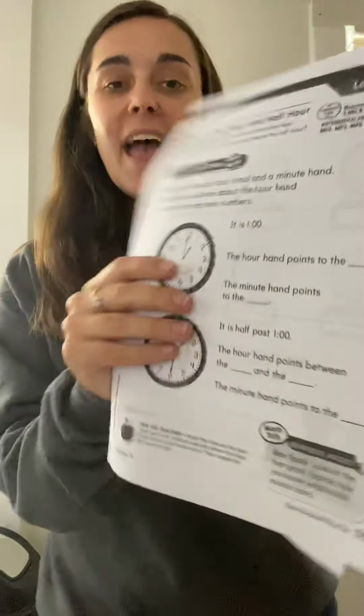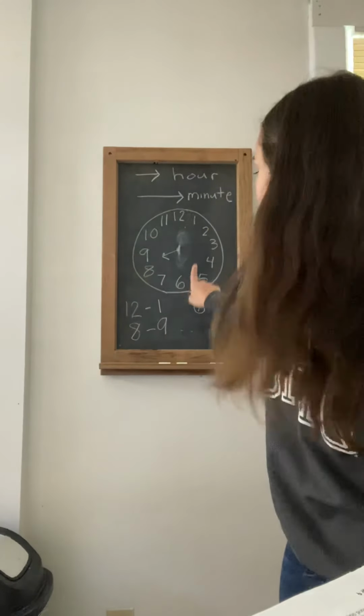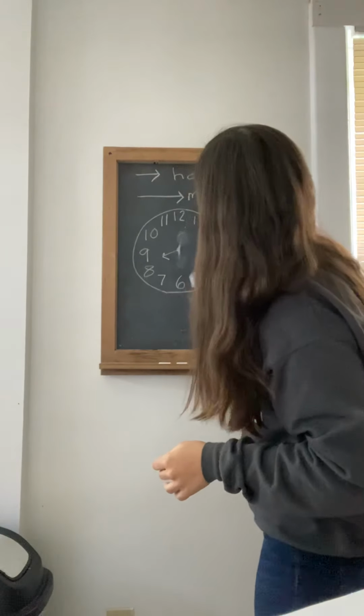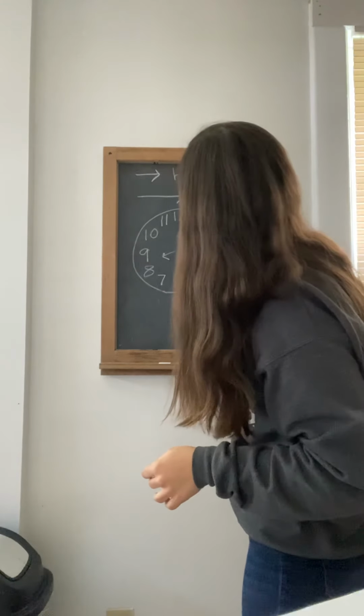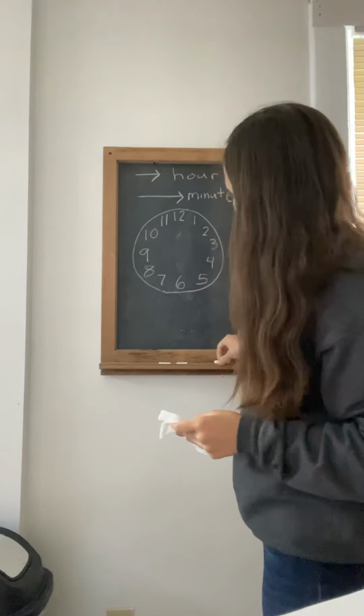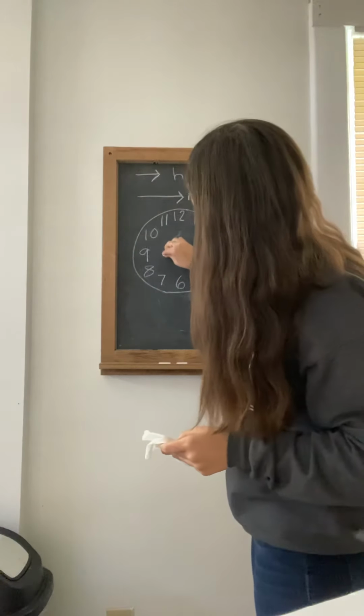So yesterday's work, you had this page right here. And we are now adding in our minute hands. So right now we have our hour. Let me go get a paper towel. Right now we have an hour. And I'm going to erase this down here. We've got our hour hand. Our hour hand is going to be facing on the 9.